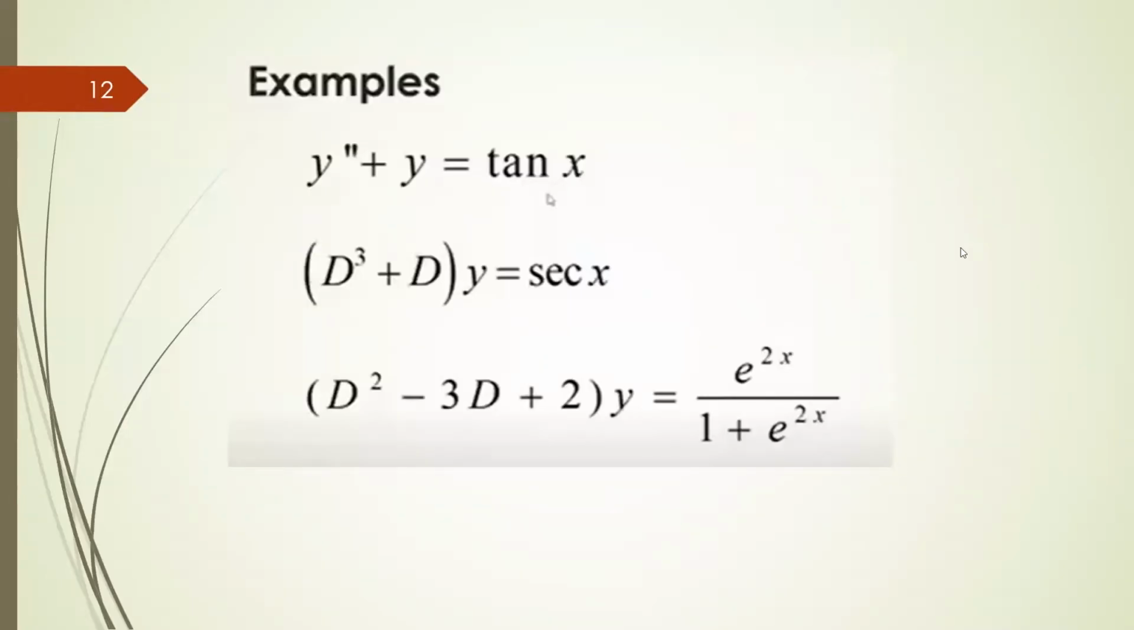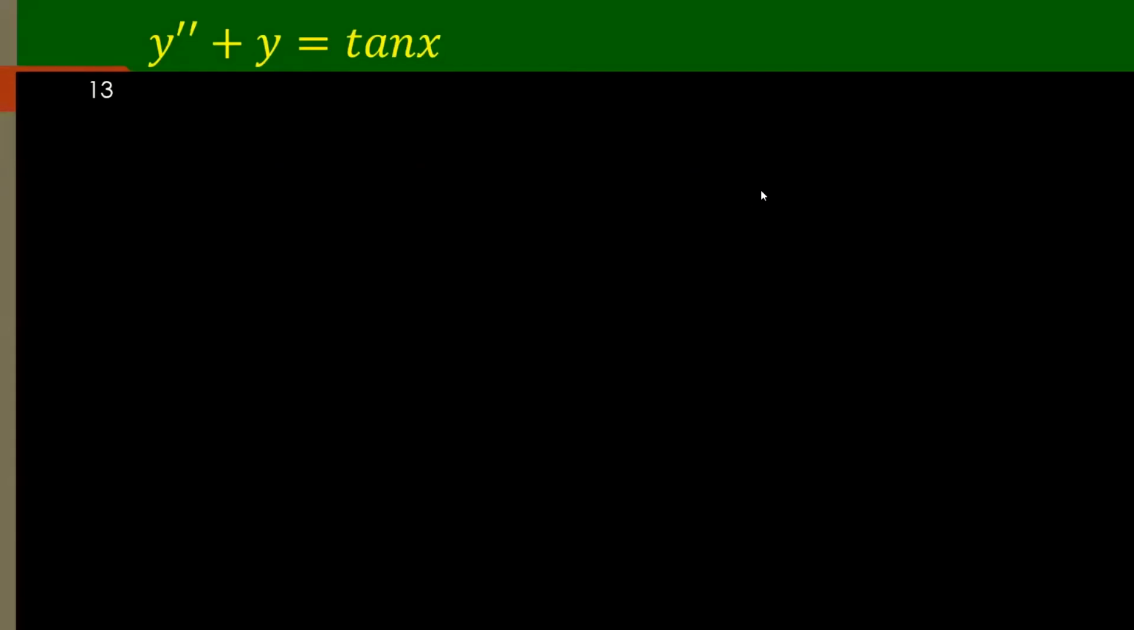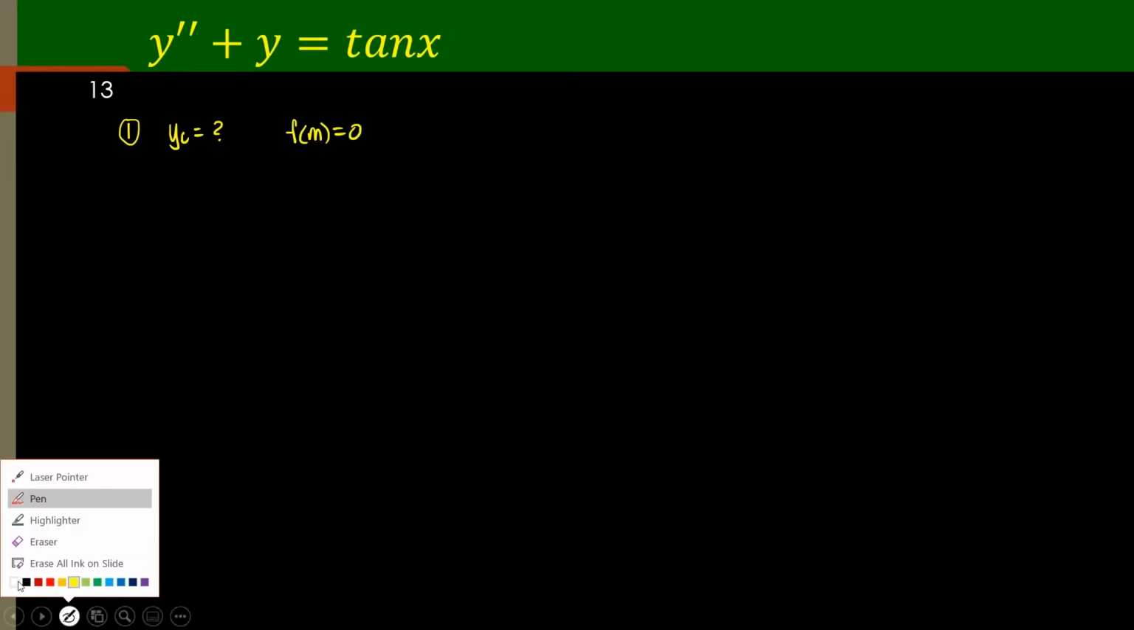All right, so let's try the first one, y double prime plus y is equal to tangent of x. So how do we solve something like this? Let's go to step number 1: solve for yc. How do we solve for this? First, we have to set f of m equal to 0.